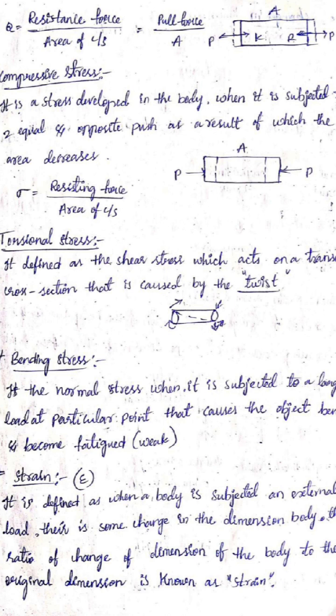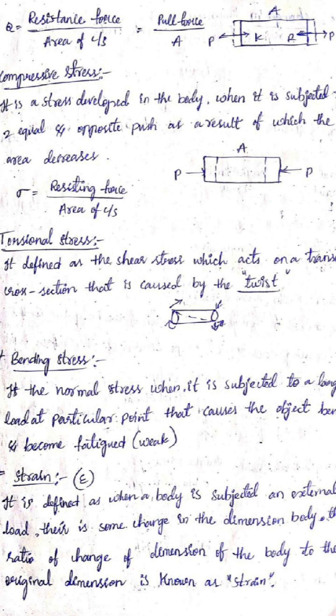Torsional stress. It is defined as the shear stress which acts on the transverse cross section that is caused by the twist. You can see in the figure there. Bending stress. If a normal stress is subjected to a longer load at a particular point that causes the object to bend, it becomes fatigued, that means weak.